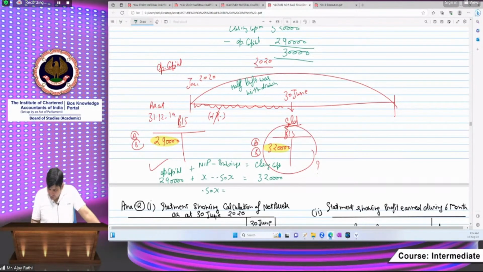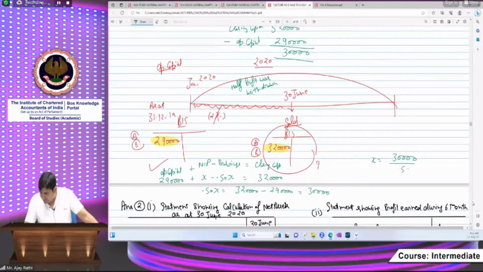0.50x is equal to 320,000 minus 2,90,000, which is equal to 30,000. It means 30,000 is half of the profit, which is the difference of opening and closing capital, and that is the profit retained part that could not have been withdrawn. And since that is the half, the full profit was 60,000. It means x is equal to 30,000 divided by 0.50.